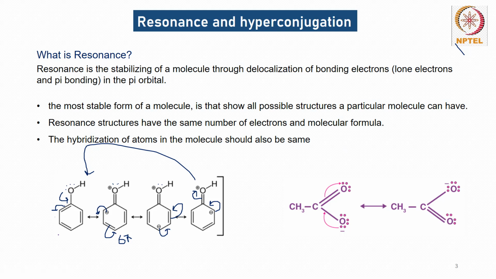So here I have shown some examples. Here we have taken phenol. The oxygen of phenol can take part in resonance with this benzene ring, forming these 4 resonating structures. In all the cases, the hybridization of all the atoms is the same. All the carbons are sp2 hybridized, whereas this oxygen is sp3 hybridized. In this case also we have got 2 resonating structures for the acetate anion.